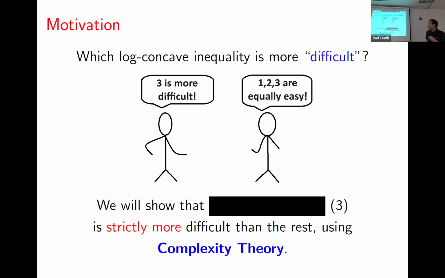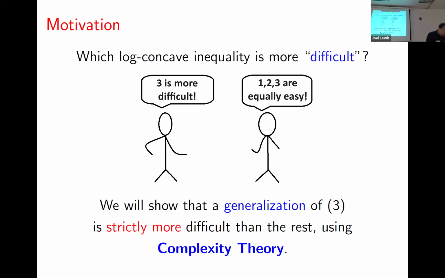Thank you. And before I proceed, let me apologize to everybody here that unfortunately, I still don't know how to show that the third is more difficult than the other two. So what I aim to do for today is the next best thing, which is that a slight generalization, something a bit more general than the third inequality, can be shown rigorously to be strictly more difficult than the other inequalities. And we'll do so by using the tools and ideas coming from computer science, from complexity theory. That is what we are going to do today.